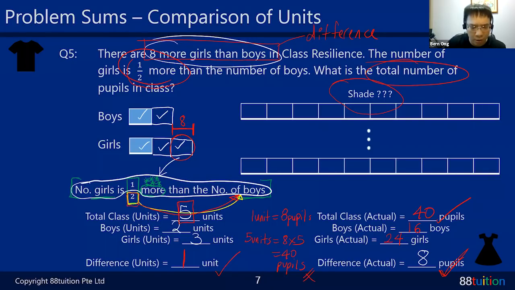All right. So in terms of model, sometimes this shading portion, let's not shade it. Why? Because you have to draw 40 boxes.